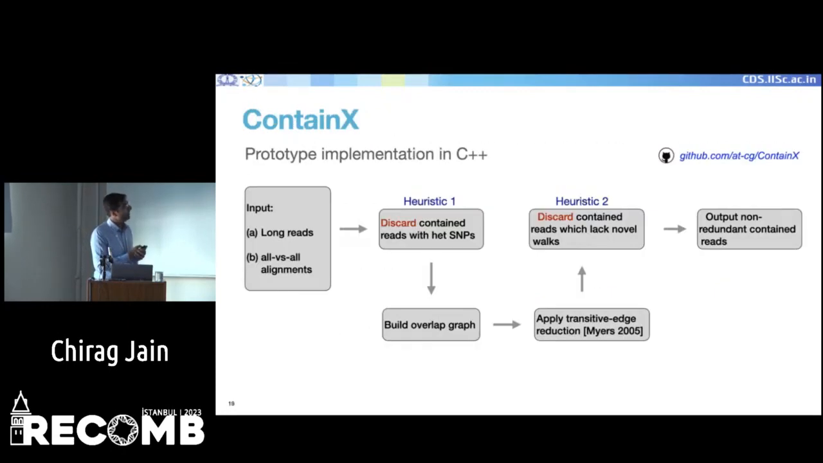The actual implementation looks like the following. We call it ContainX, which takes the long reads and all-to-all read alignments. It first applies heuristic 1. Basically, we discard contained reads which have heterozygous SNPs. We build the overlap graph and apply transitive edge reduction. We discard contained reads which lack novel walks using the k-mer-based heuristic. And finally, we output the contained reads which we think are important for genome assembly.